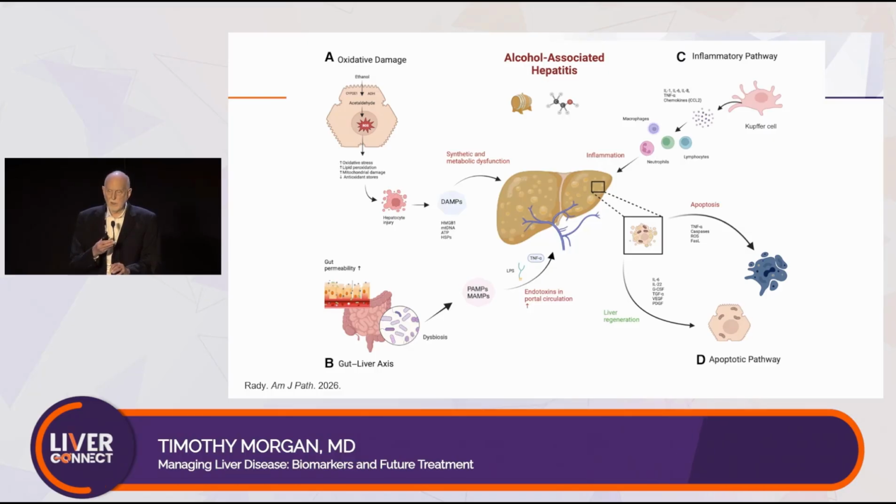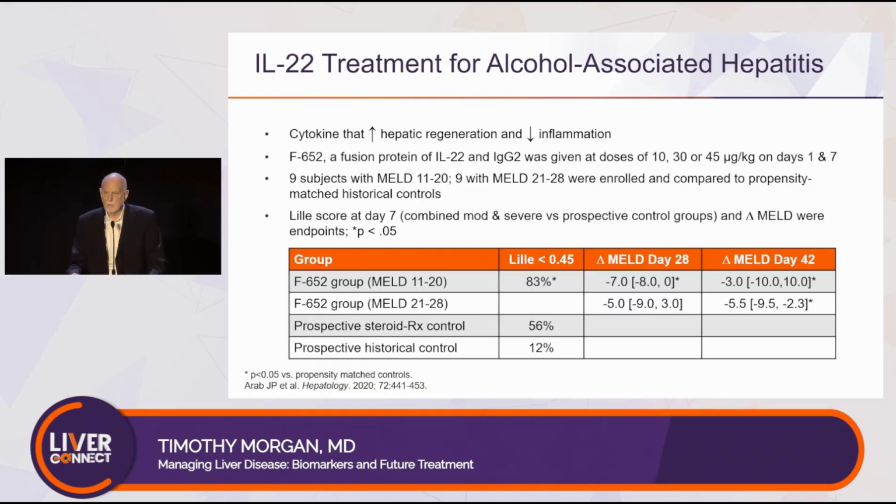So now I want to look for a minute at potential treatments. This cartoon here shows different mechanisms of liver injury. One of them is oxidative damage directly from the alcohol and other pathways. Down at the bottom left is the gut, which we recognize is altered. In the top right, inflammatory components: cytokines, cells, infiltration. And in the bottom right, you get apoptosis and cell death, but you also get regeneration. All of these are different pathways that you can look at when you're looking at treatment.